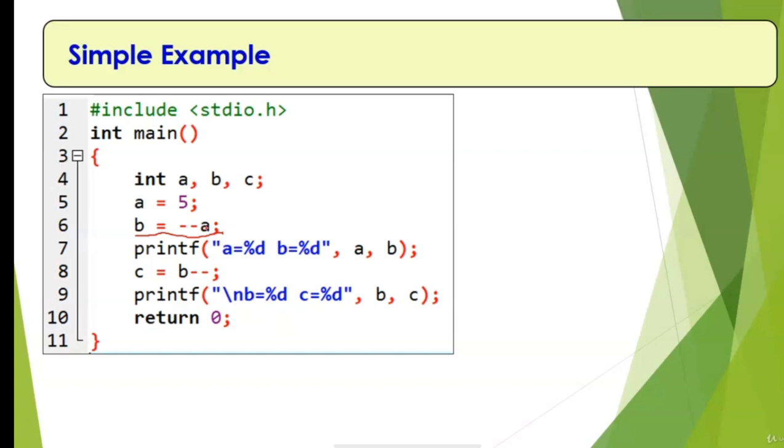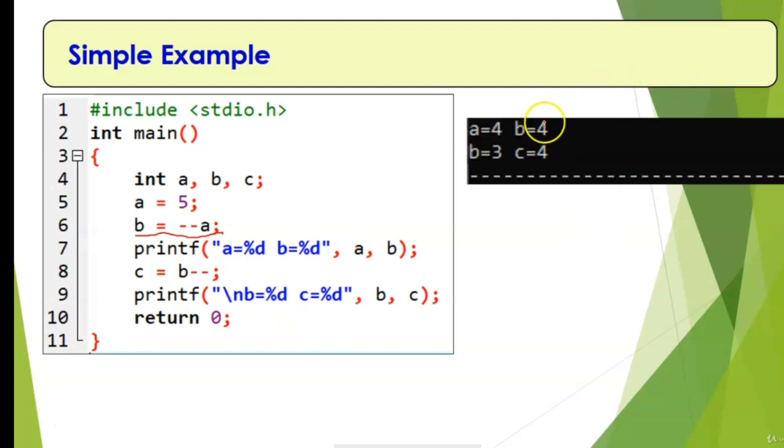So the value of a will become 4 and later this expression is evaluated and then the value of b will also become 4. So due to line number 6 we will have the value of a equal to 4 as well as the value of b equal to 4. So here is the output. First line is displayed as a is having the value 4 and the value of b is also 4.